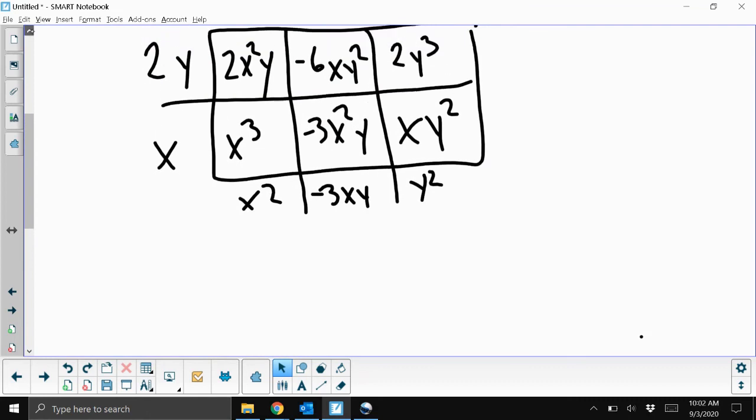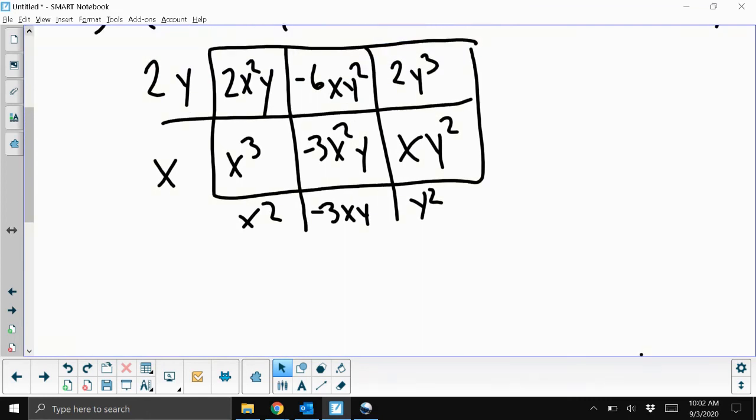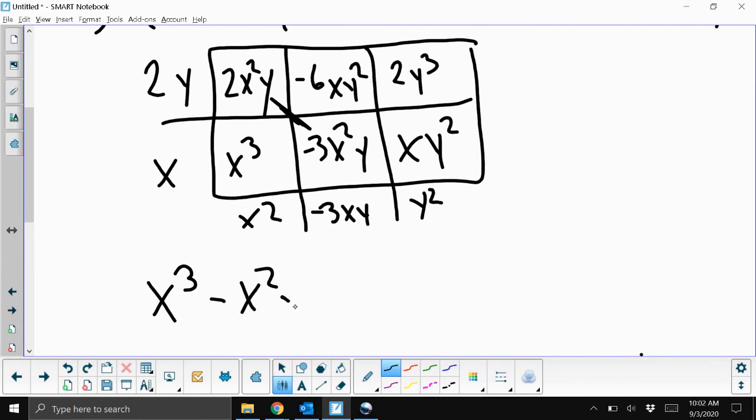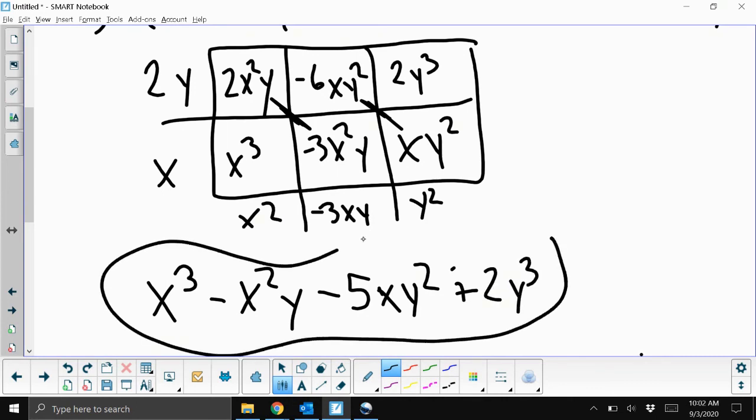All right. Here we go. So now let's combine our like terms. So we got x cubed all by itself there. So I'm going to do x cubed. And we got these two guys on the diagonals. That would add to be negative 1x squared y. Then we have these two in the diagonals, which would add to be negative 5xy squared. And then the plus 2y cubed is all by itself. And we are done.